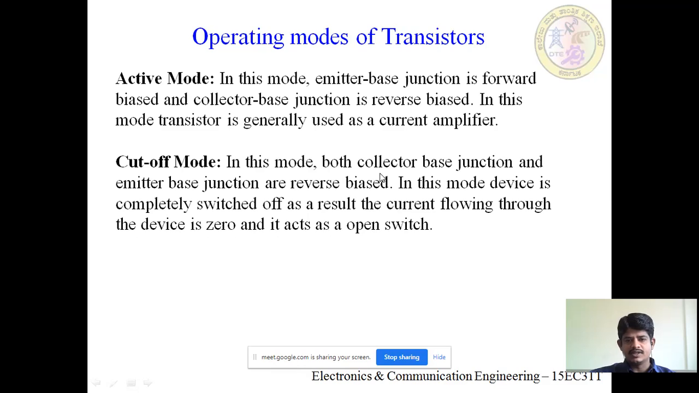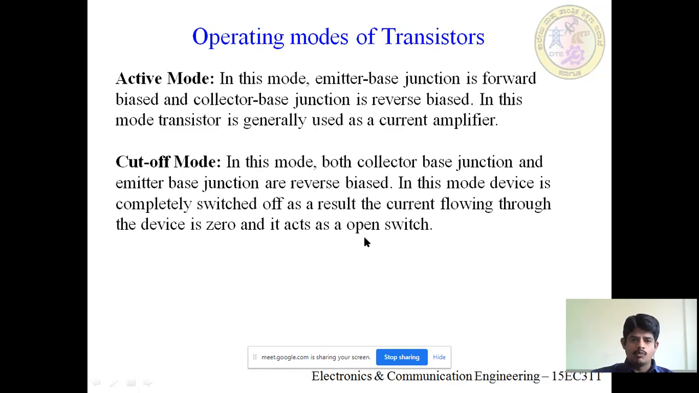By keeping both the collector base junction and emitter base junction reverse biased. We already know forward bias and reverse bias. When the positive terminal of the supply is given to the P type and the negative is connected to the N type, it becomes a forward bias. If it is reversed, it will be a reverse bias. So by connecting like this, we can achieve the transistor as an open switch.